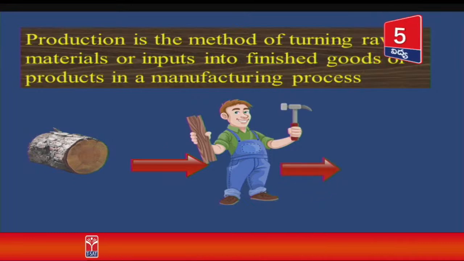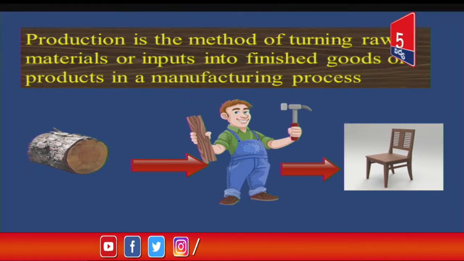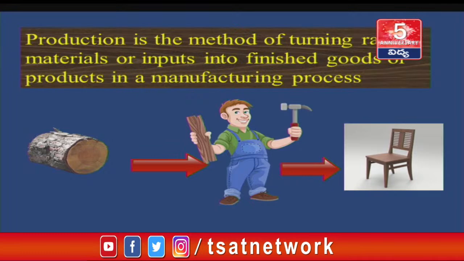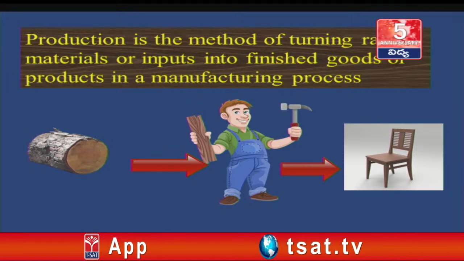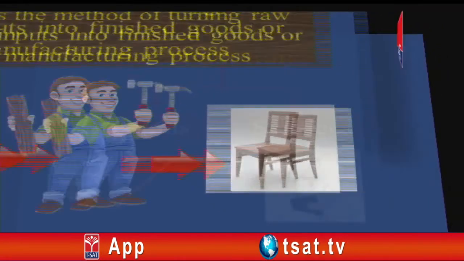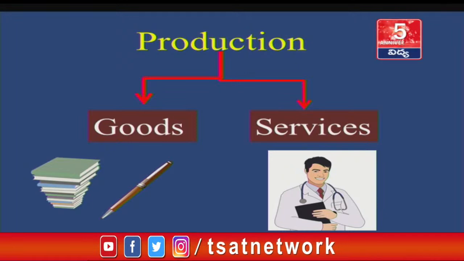Now I will take the example of the chair. The chair is manufactured with the help of the wood. Here, the wood is changed with the help of a human into one product which we use. You can take the chair and so many other things as examples. So production is the process of producing goods as well as services.